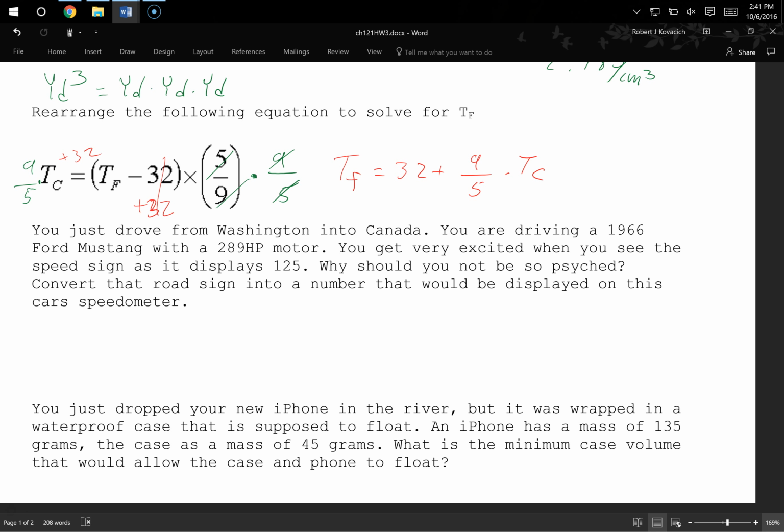Does it matter where I put that plus 32? Why not? Because the order of operations would dictate I have to do the multiplication and division before the addition anyway, so you can put it wherever the heck you want.